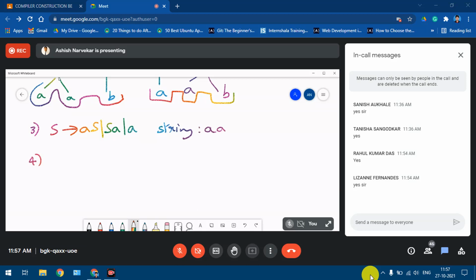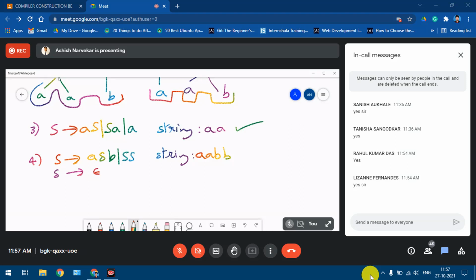Then we can take one more problem. S derives ASB or SS or epsilon, and the string given over here is AAB. Right now, please solve this third problem and tell me whether it is ambiguous or not.